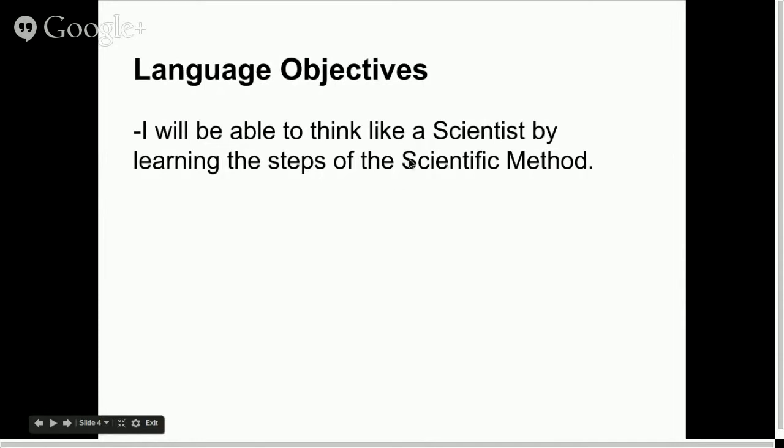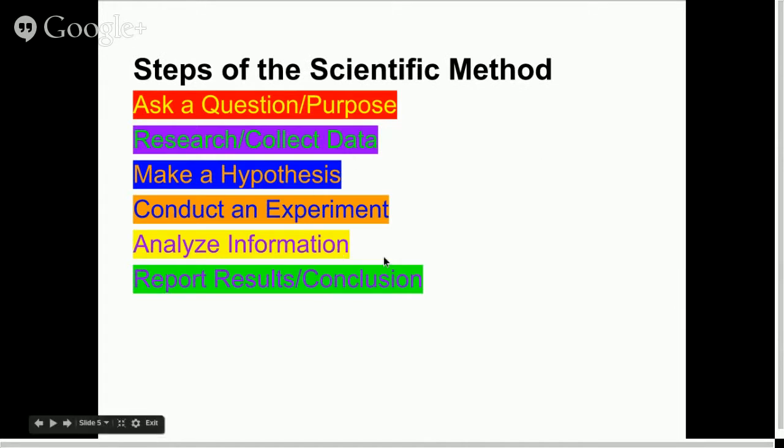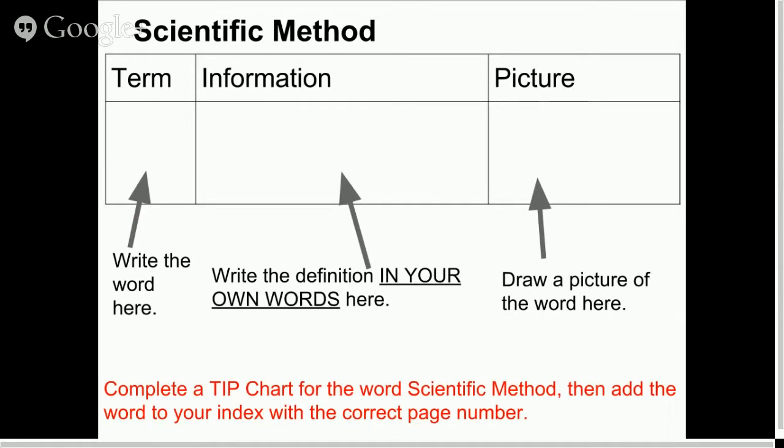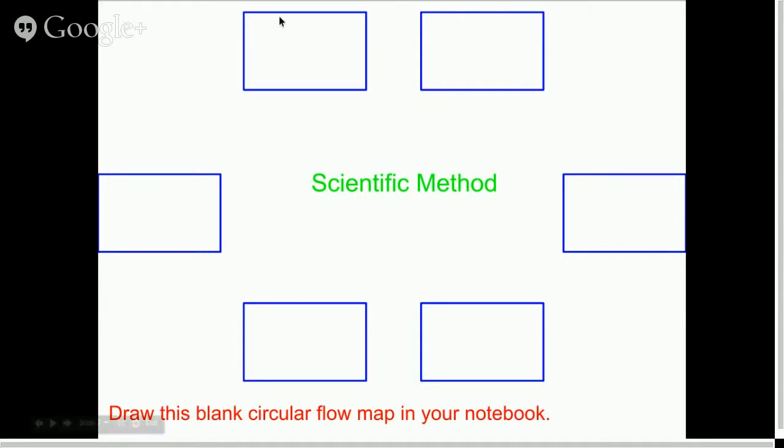Okay, to do that, we're going to learn the steps of the scientific method. These are the steps of the scientific method, which you already do whenever you solve a problem. These are the steps you follow, but you probably just didn't know they have names. So now we're going to give them names. Finish this tip chart and then add scientific method to your index with the correct page number. Go ahead and pause it. Okay. Draw this circular flow map in your notebook. Go ahead and pause it.